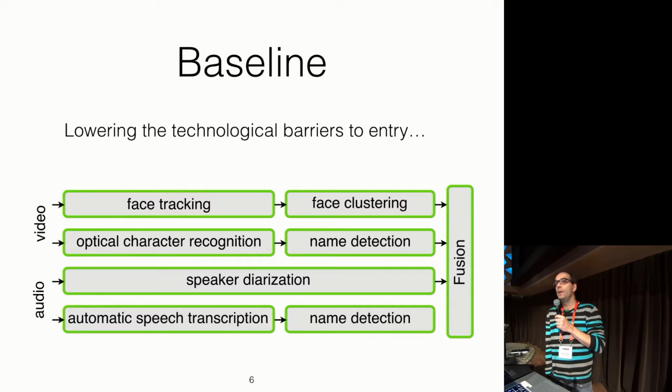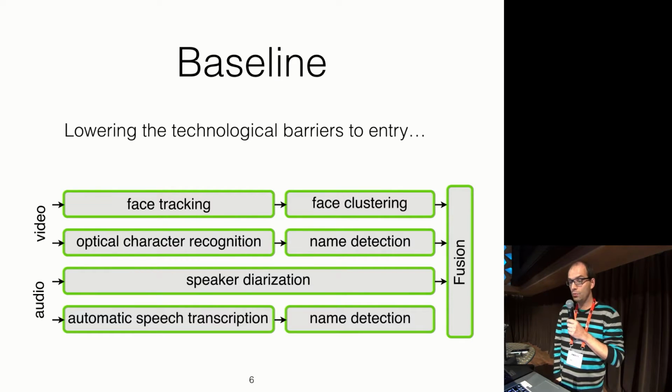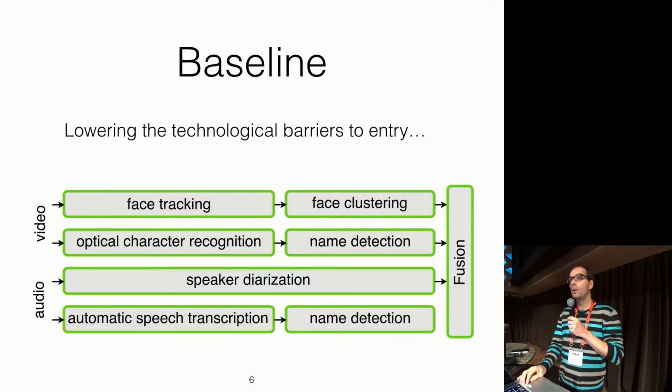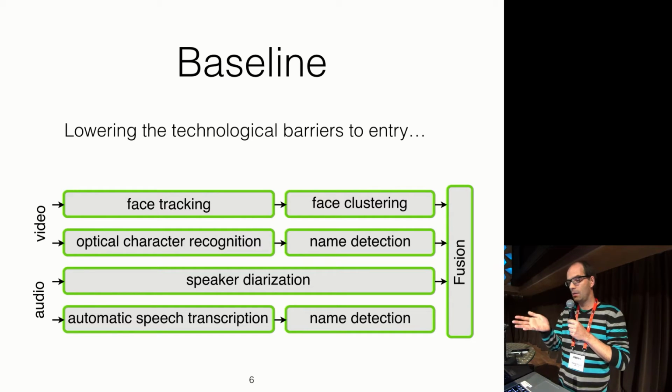Obviously this is a very multimodal task, because you have to do all kinds of stuff to answer this question. To help participants get started, we provided a whole set of baseline modules. It includes face tracking and face clustering, optical character recognition in videos, followed by name detection in this text, because any kind of text can be written on screen, so you had to filter out the names. We provided speaker diarization results as well. For those of you who don't know, it's the equivalent of face tracking and clustering, but for speech.